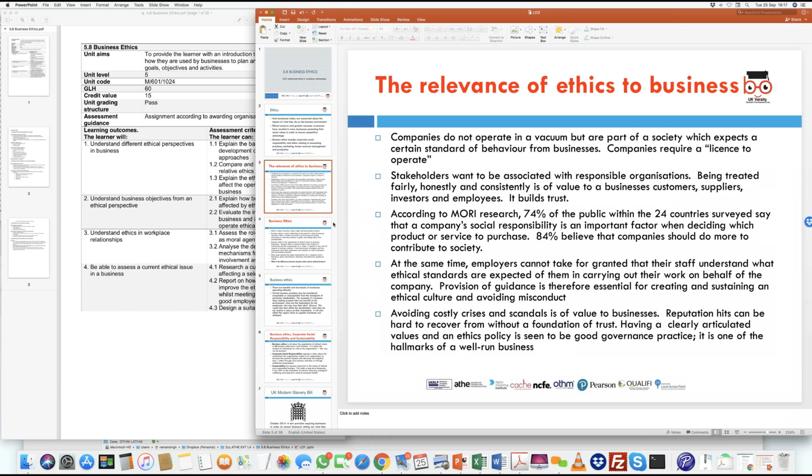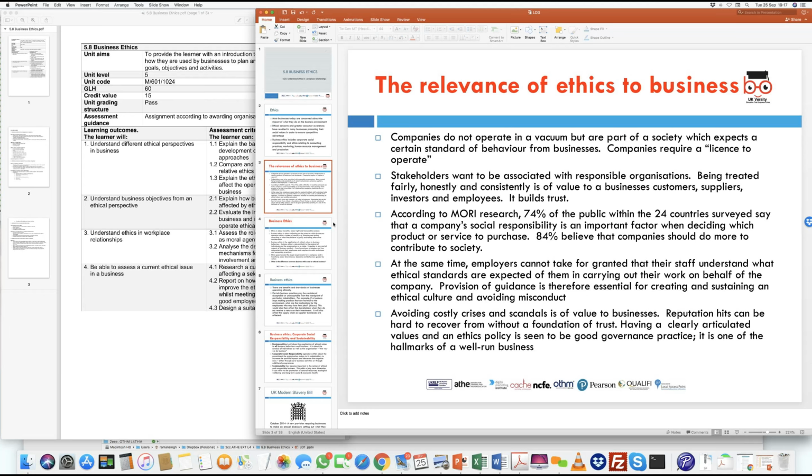Now, these are some statistics which have been collected over the years. One of them clearly says that companies do not operate in a vacuum, which means that there's a bit of give and take between the company and the environment, or when we look at suppliers and the companies. So here they require a license to operate. That is where the structure of the company, the legal entity status of the company, comes in.